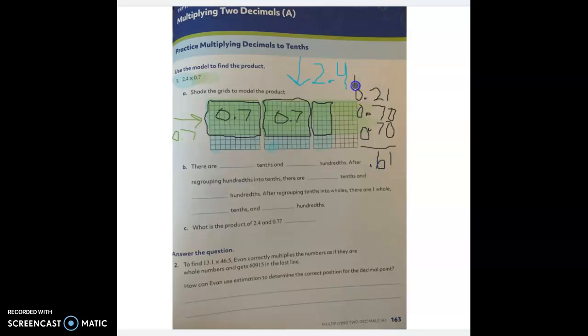Keep our decimal, carry the 1. So our answer is 1 and 61/100. So when we go down here, what is the product? It would be 1 and 61/100.